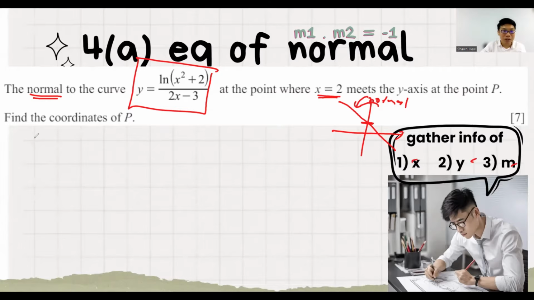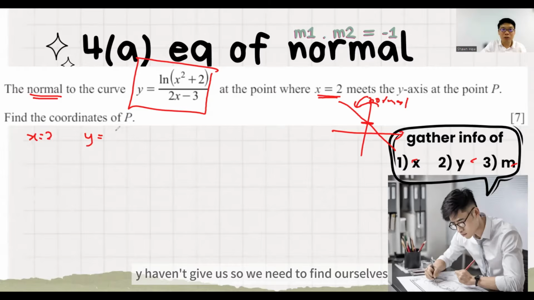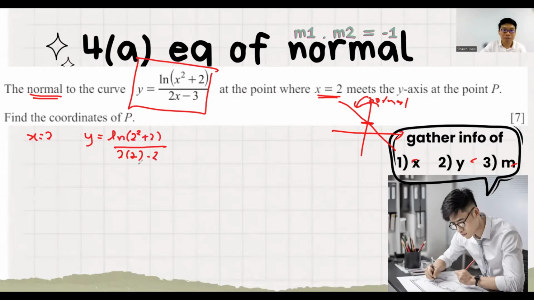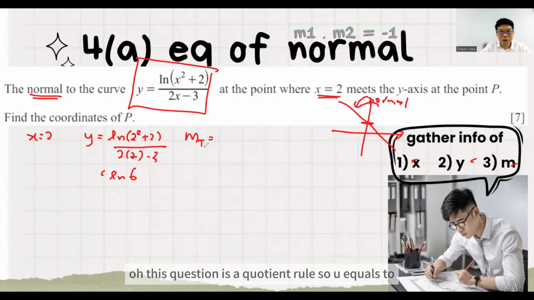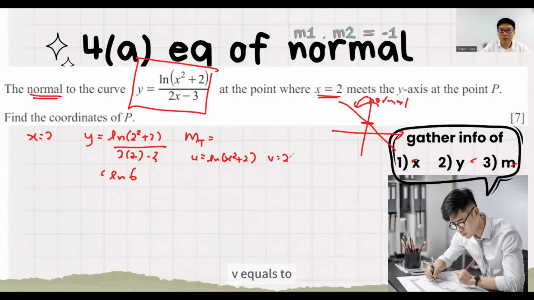Okay, let's go. X is given as 2. Y hasn't been given to us, so we need to find it ourselves. It's ln 6. Then we can find the gradient of tangent by doing dy dx. This question is a quotient rule. So u equals this, v equals this, and we find du dx and dv dx.